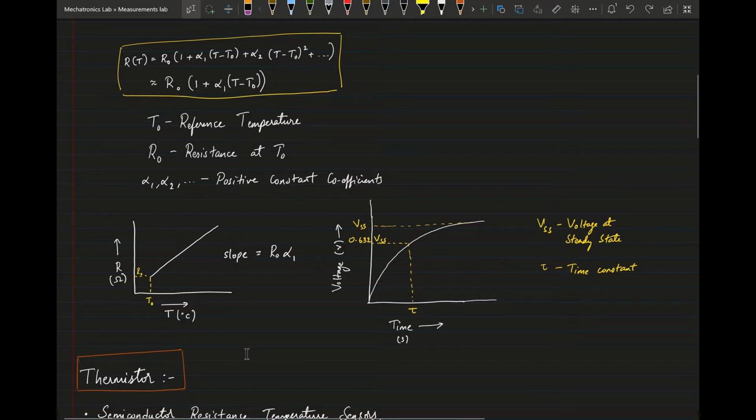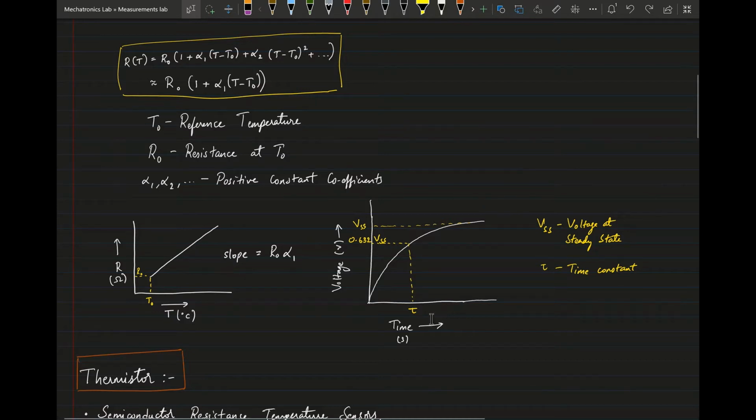Along with this, we'll also be looking at the behavior of the RTD when a sudden change in temperature is given. So for example, when you change the temperature suddenly from 0 to 100 degrees C, how would it behave? This is also called giving a step input. This is how it would look, and you would see this in the lab experiment too.